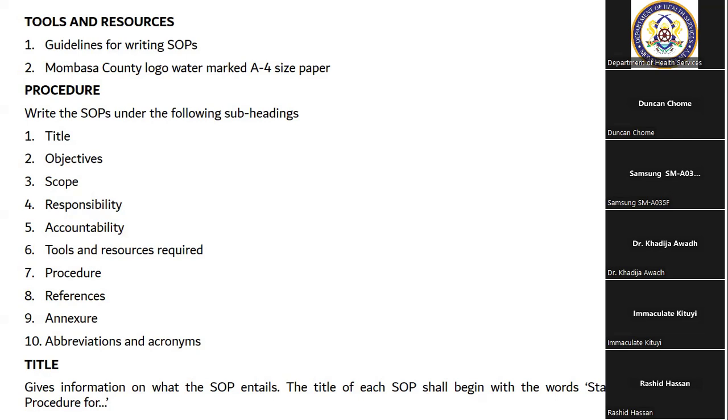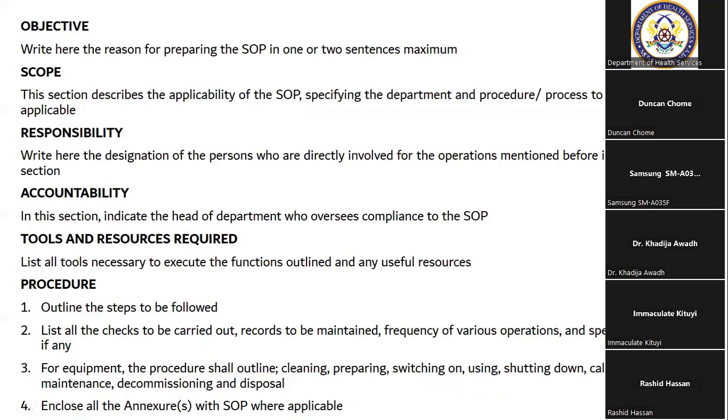So moving on to the title. The title basically just gives information of the SOP. As Dr. Nico had explained, for example, the current one is SOPs for writing SOPs. So what you normally have is standard operating procedure for, then you proceed with the actual aspect or the activity you need to detail its execution. Moving on, objective. Here we write the reason for preparing the SOP. Is it reporting, requesting, receiving, temperature monitoring? As per the aspect in mind, that is what you highlight as the objective.